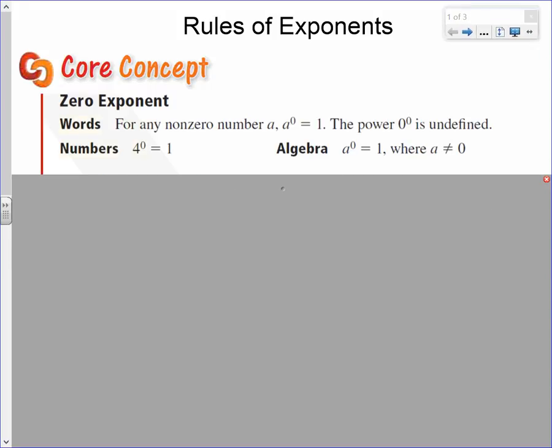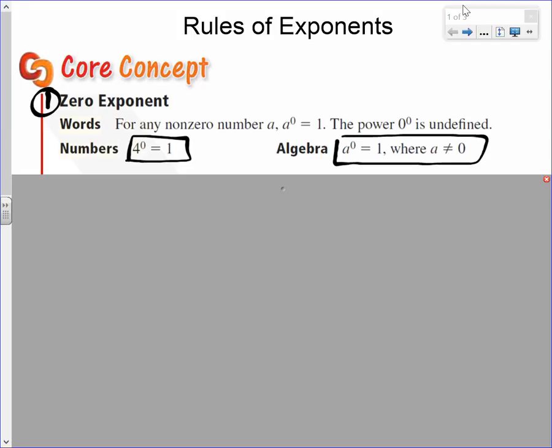Go ahead and write number 1 on your notes and write 0 exponent. What if you come across an exponent that's 0? Go ahead and write this down. So the words mean the rule. The rule is in words. The numbers, this is an example with numbers. The algebra, this is an example with variables.